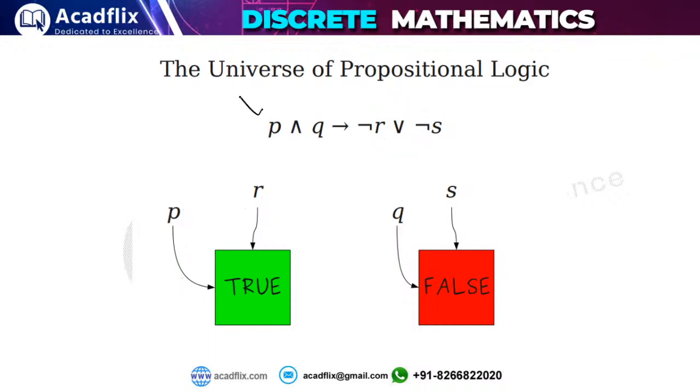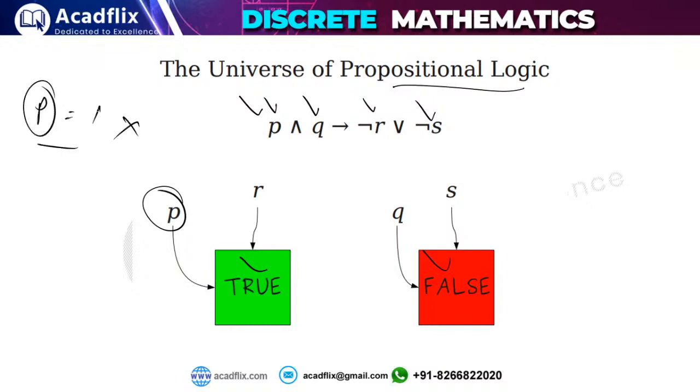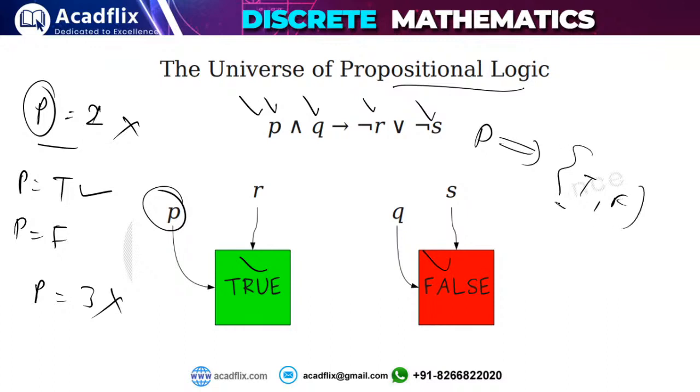This formula will become true. But the important thing here is that in propositional logic we have propositional variables. These propositional variables can take either true or false. This propositional variable P cannot take 1, it cannot take 2. It can either take true or it can take false. It cannot take 3. So that's why we are saying that any propositional variable can only take either true or false. So this is the universe of propositional variables.